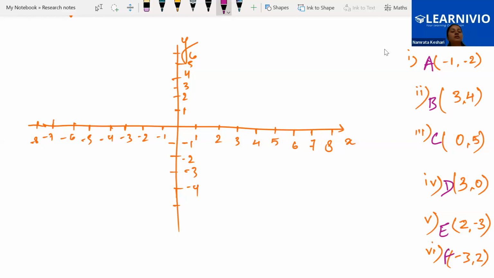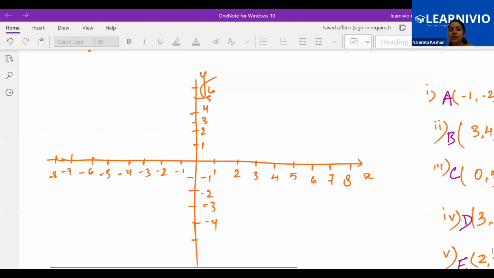Please make the coordinate axis, x-axis, y-axis in your copy and locate these points A, B, C, D, E, F. Please take your time and do it. Once you are done, send the picture of the paper on our WhatsApp number. Are you getting what I said?